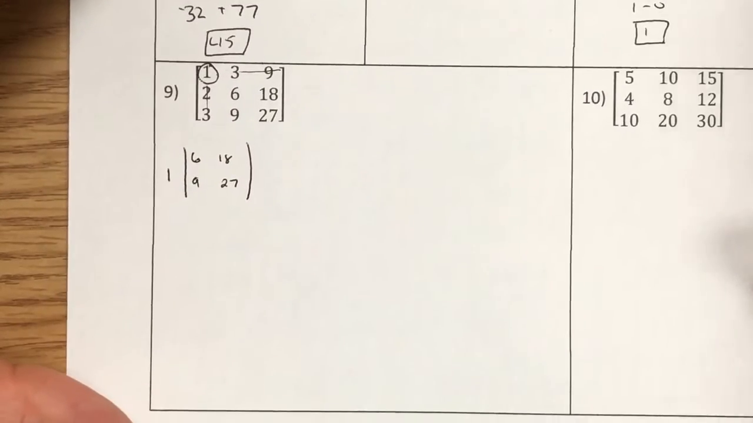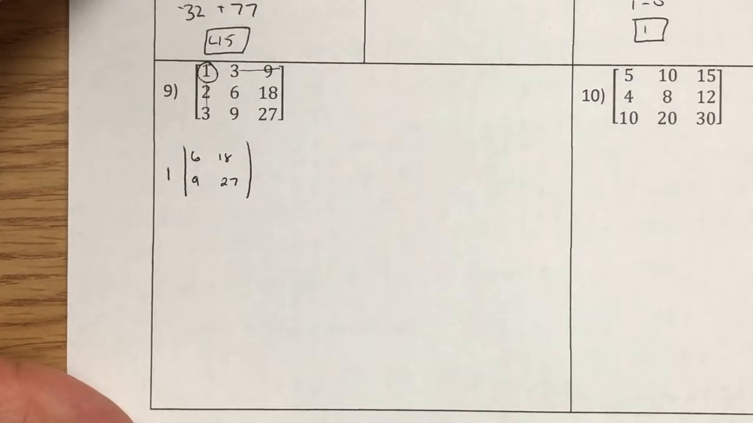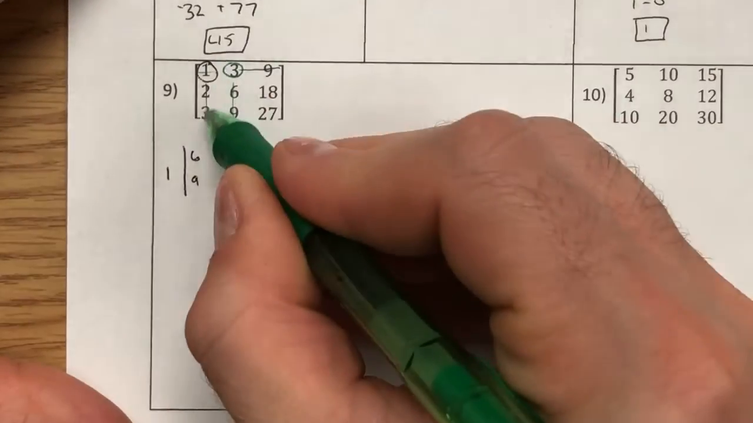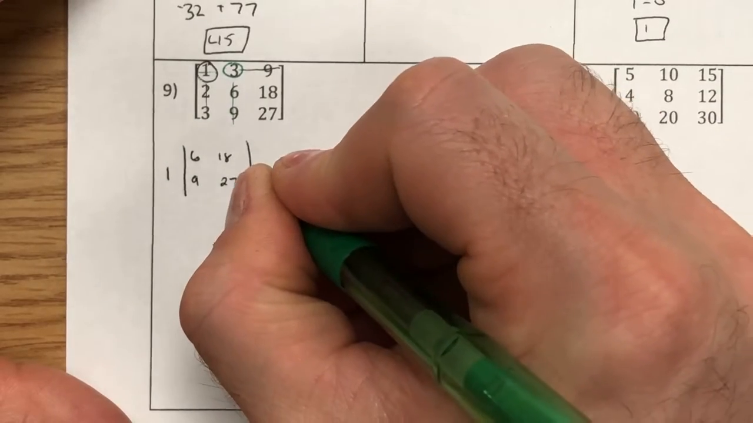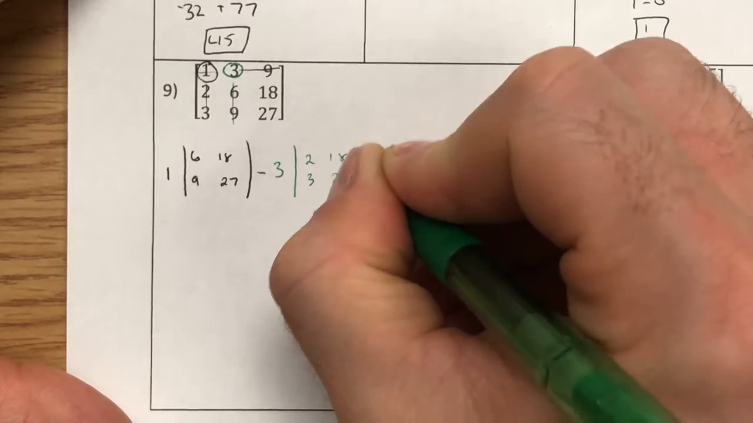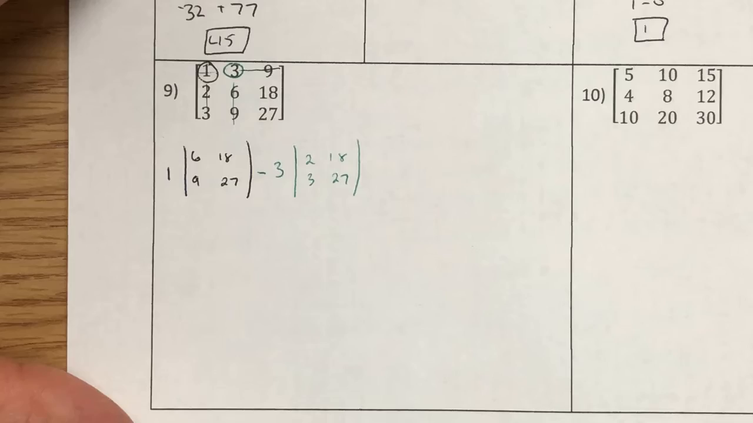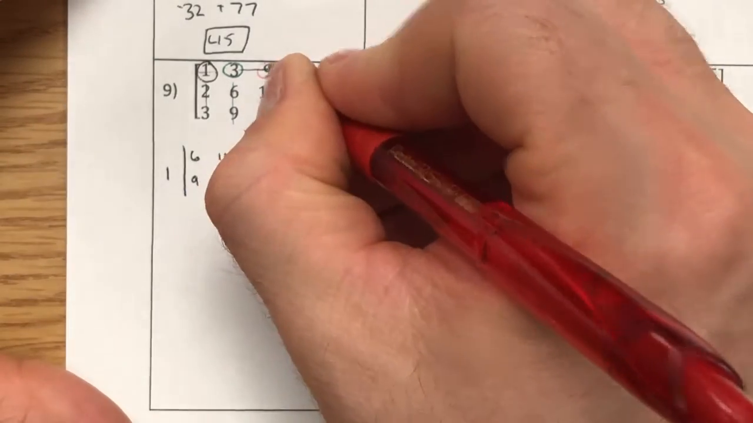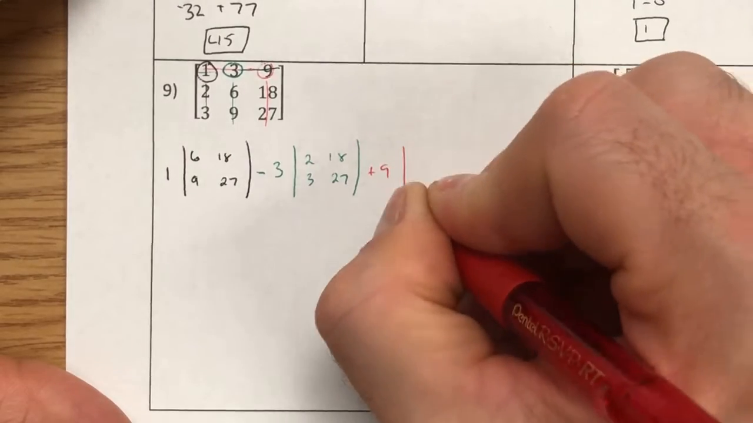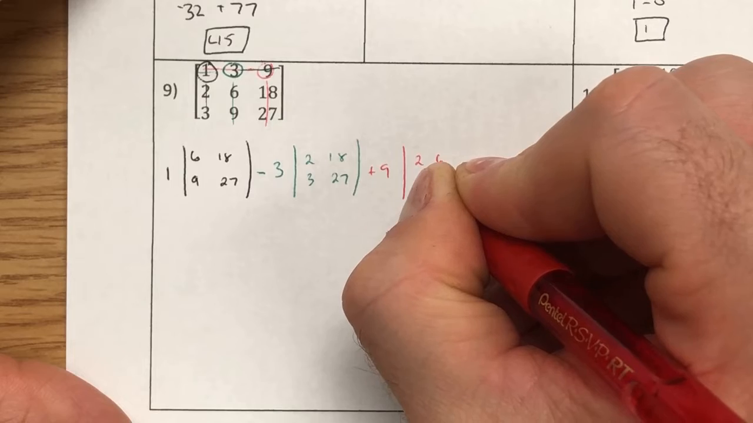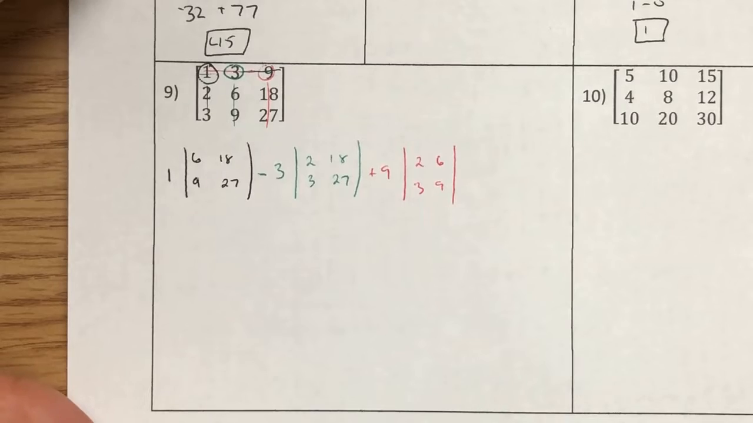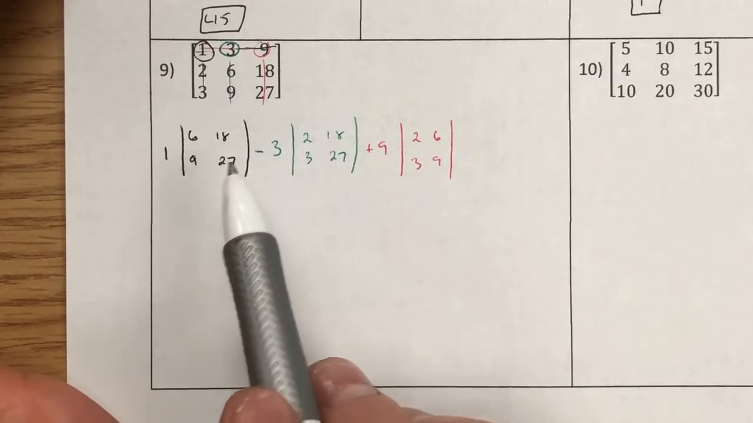So if we look at that process across this entire problem, that's my A. My B is going to eliminate the 6 and the 9 and have a 2, 3, 18, 27. And then if we do the same thing to the last term, if I take the 9 and I cancel out all these, I'm going to have a 2, 6, 3, 9. Awesome.